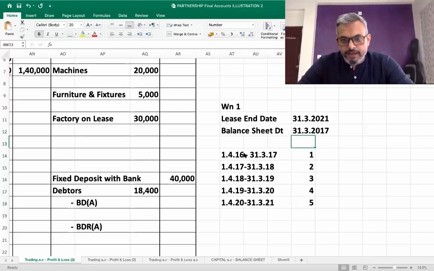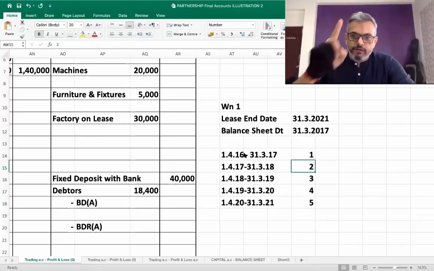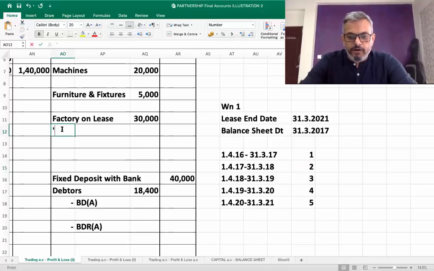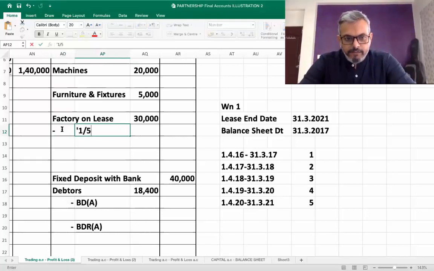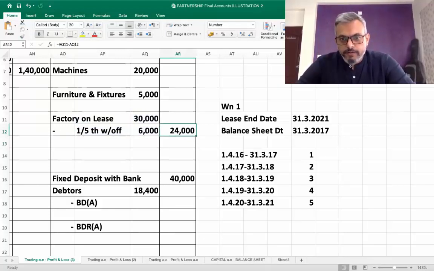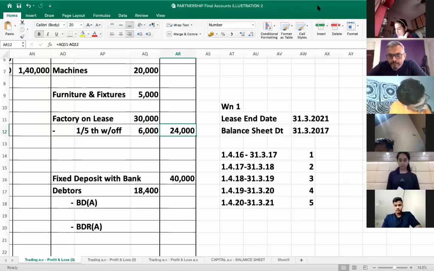5 years का लीज है. So 5 year का 30,000. तो 1 year का कितना? We have used for 1 year. So lease, factory lease is for 5 years. So 1/5 we have to write off. That comes to 6,000. Outer column 30,000 minus 6,000, 24,000.